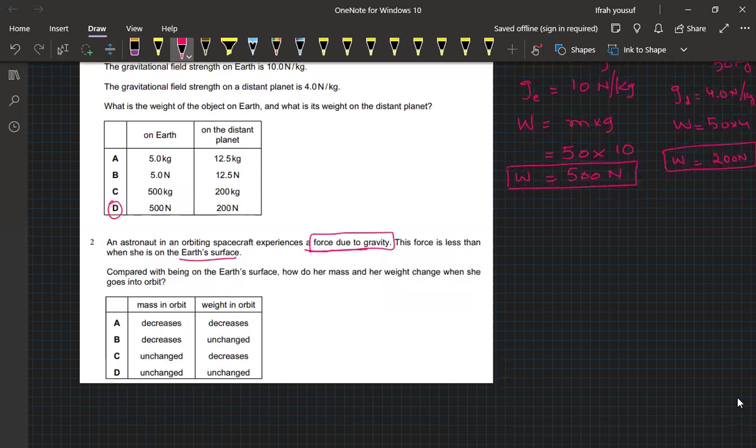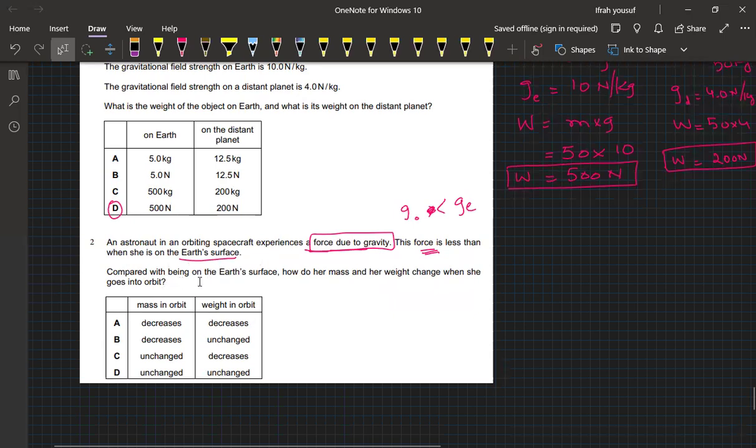When she was on Earth and when she is orbiting, where she is orbiting the force is less, and on Earth the force is more, right? So can we say that the gravity on that orbit is lesser than gravity on Earth, that is, on Earth it is more. Are you getting my point? This force is less than when she is on the Earth's surface.